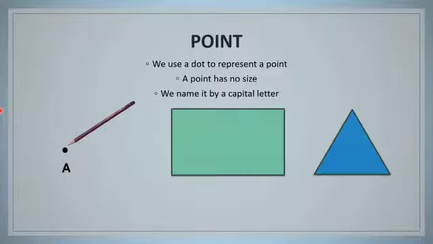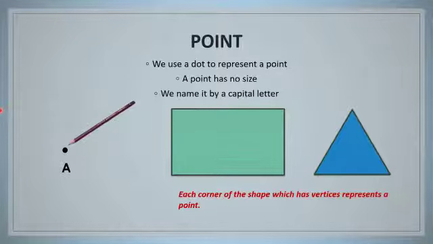Now here you can see two shapes, a rectangle and a triangle. Each corner of the shape which has vertices represents a point. Now, as you all know, we have studied about the vertices in our earlier parts of this chapter. What are the vertices? The vertices are the points of the shape. So, where two lines meet, that is known as a vertex. So, for example, here, as you can see on the screen, the red laser, that is a point.